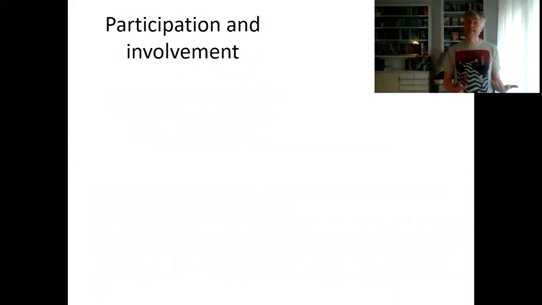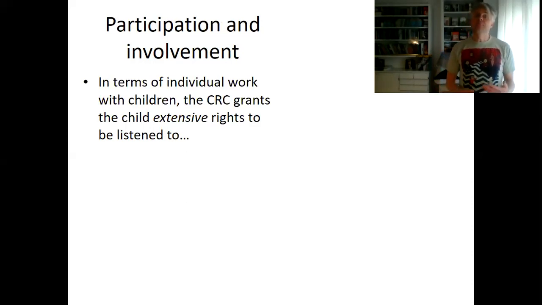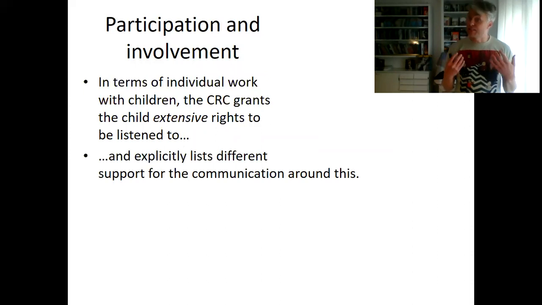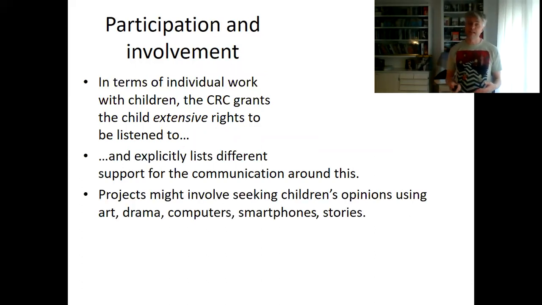I find them amazingly inspiring, thinking about participation, thinking about involvement. In terms of individual work with children, the Convention on the Rights of the Child grants the child extensive rights to be listened to. And it explicitly lists different support for the communication around this listening. This is the bit which I find really interesting.